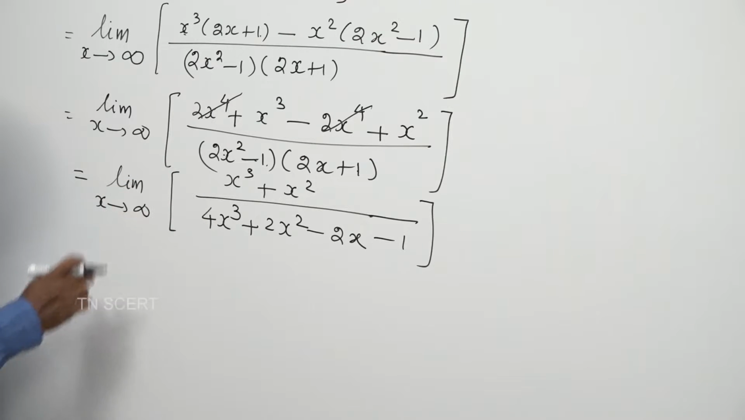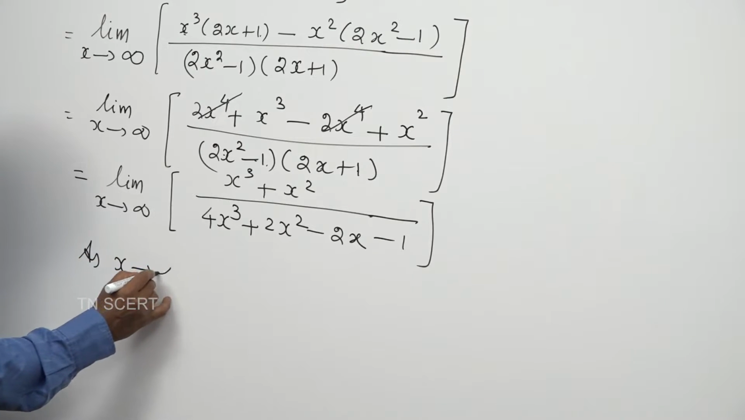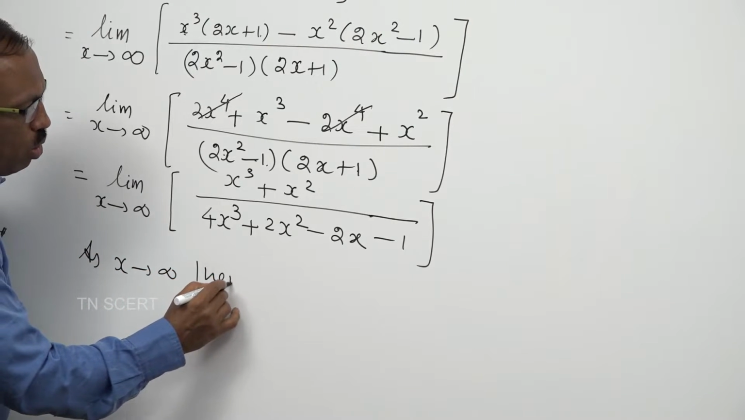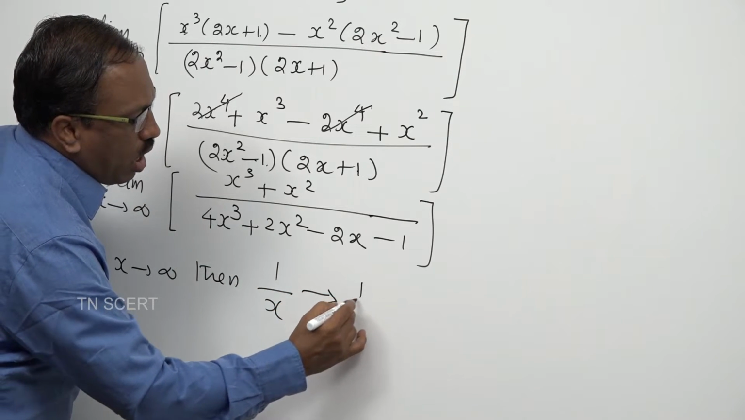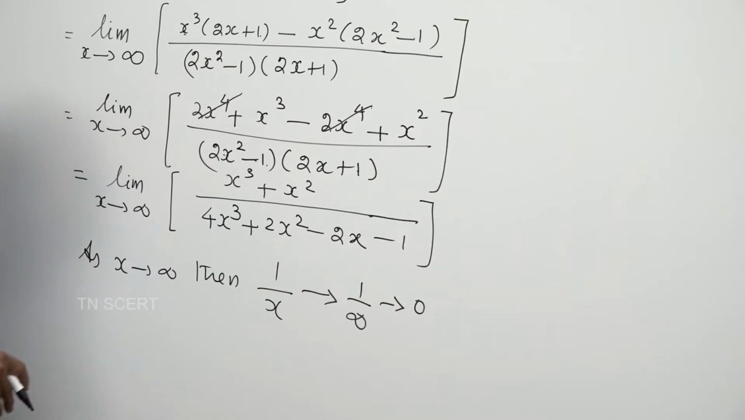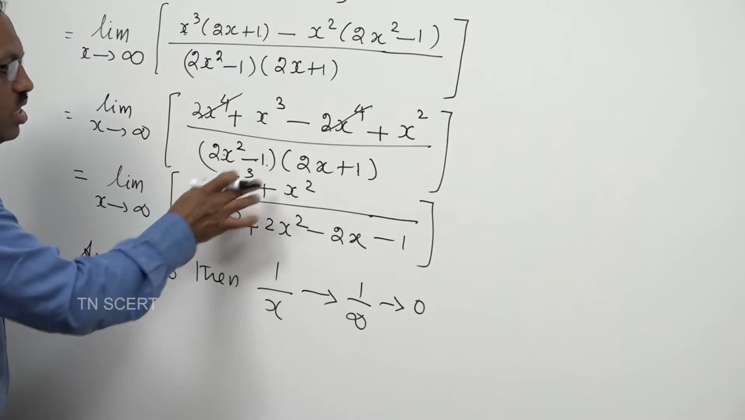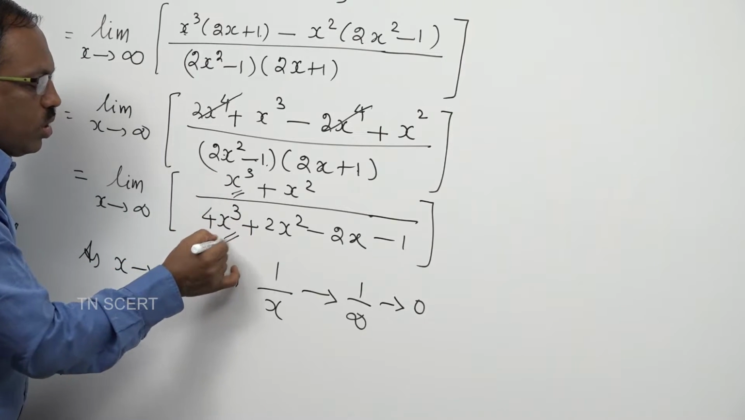Now we have to simplify with the help of x tends to infinity. As x approaches infinity, 1 by x approaches what? It directly tends to 0, that we know. Based on this, let me take x cube common here, and x cube here also.